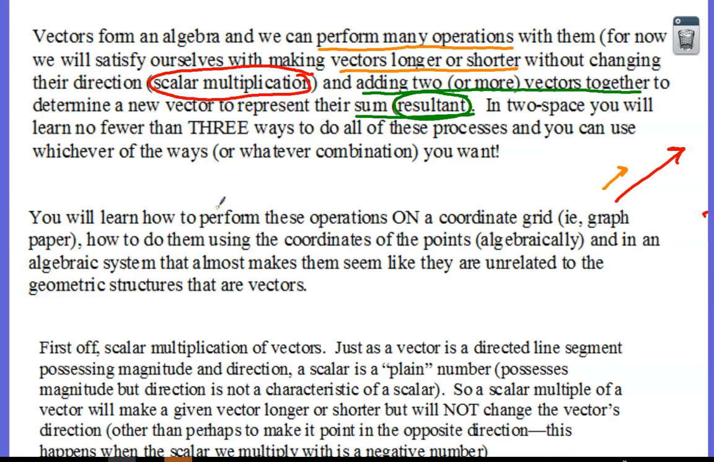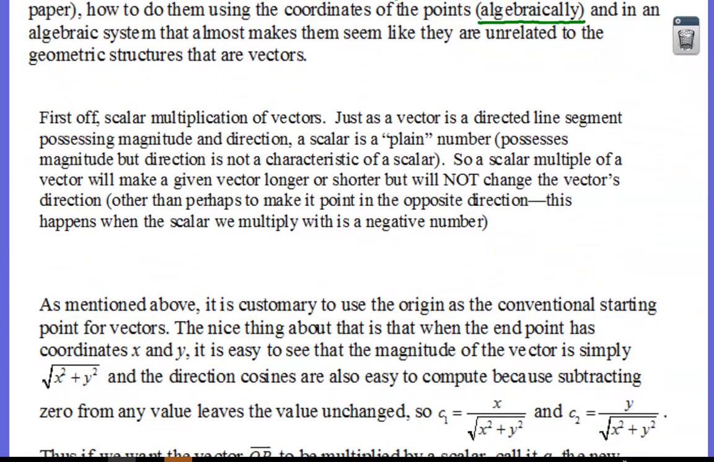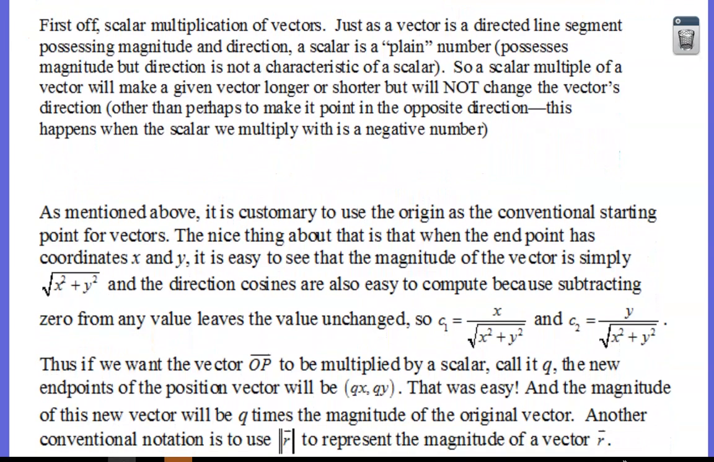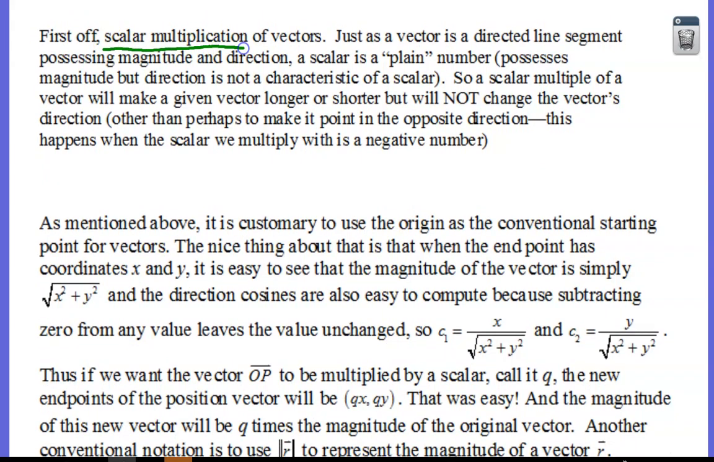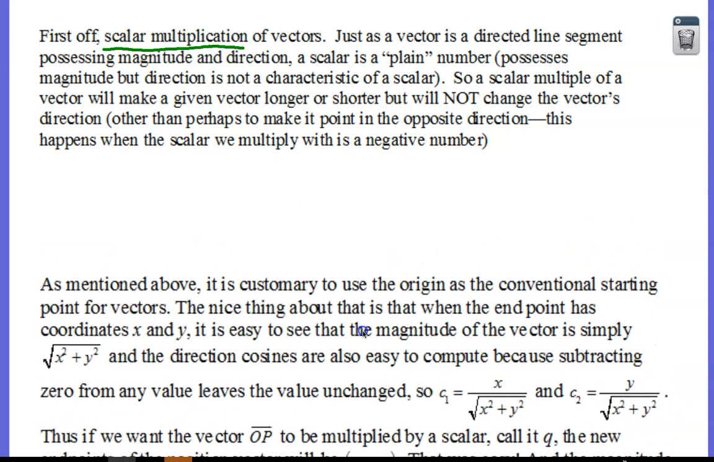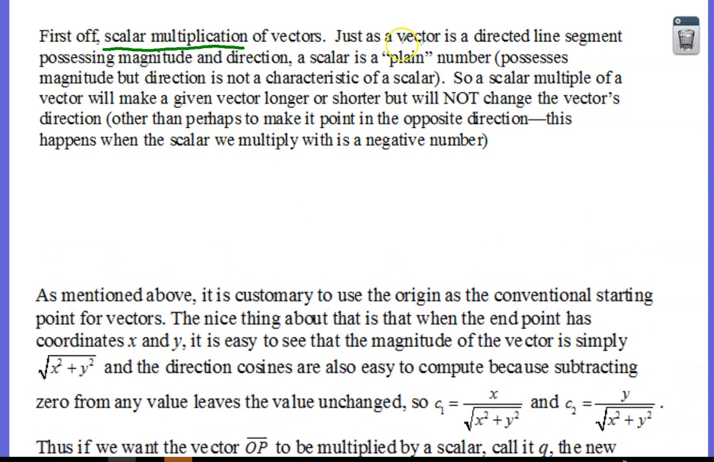Okay. We will do these on a coordinate grid, so on a graph. But we'll also do them algebraically, where we don't have to use that geometric structure to make it work. Okay, so first off, let's do scalar multiplication. So how do I make a vector longer? All right. So again, just as a vector is a directed line segment that has magnitude and position, a scalar is a plain number that has magnitude but no direction. So it will make it longer or shorter.